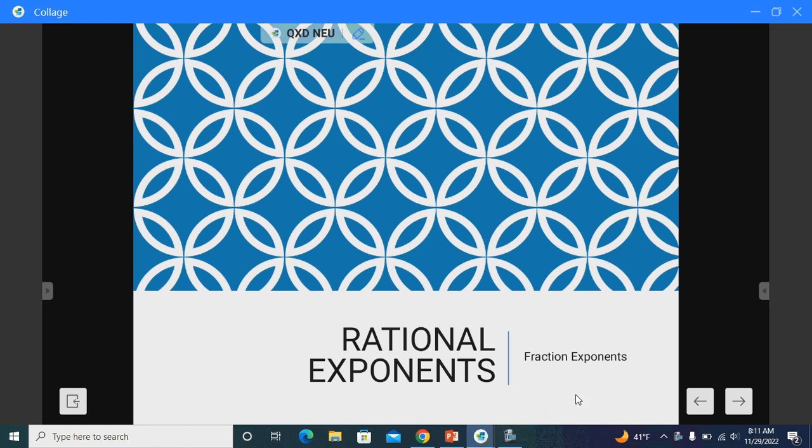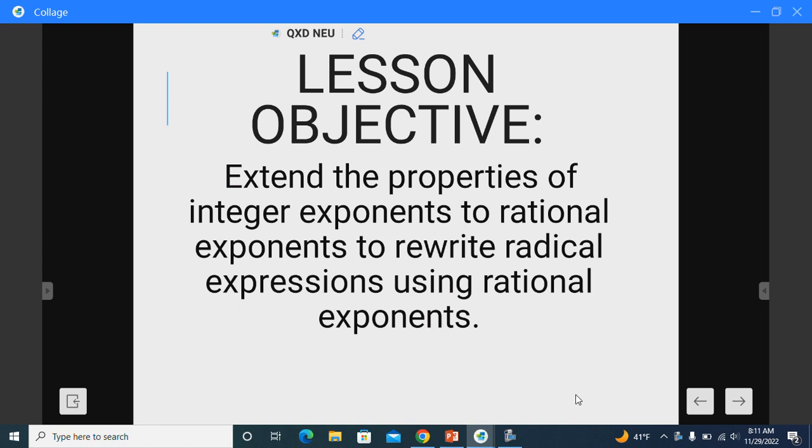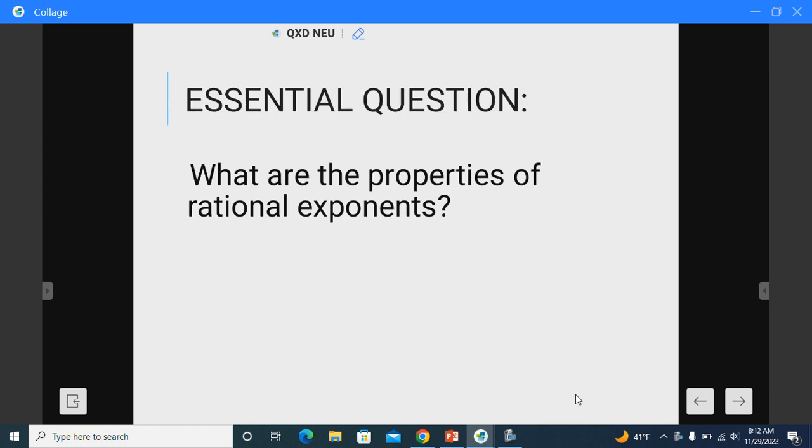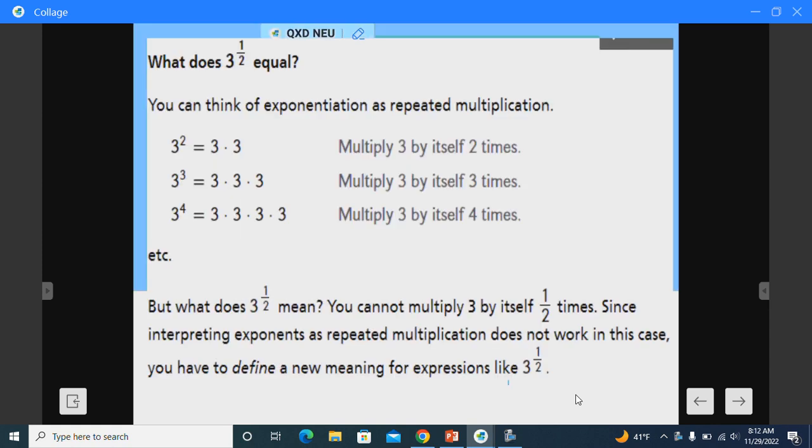Good day, everyone. So today we'll have rational exponents, or we could say fractional exponents, because again, rational means numbers that can be put into a fraction. Now, our objective for today is to extend the properties of integer exponents to rational exponents, to write radical expressions using rational exponents. Our essential question is, what are the properties of rational exponents?